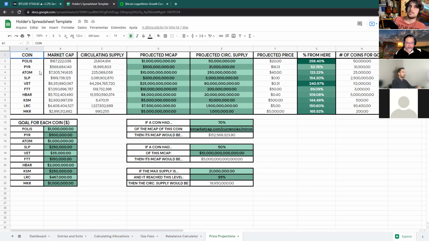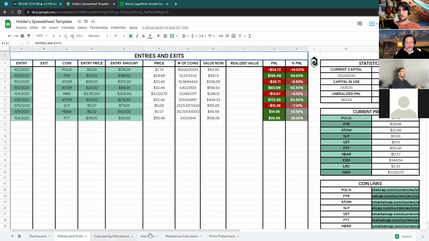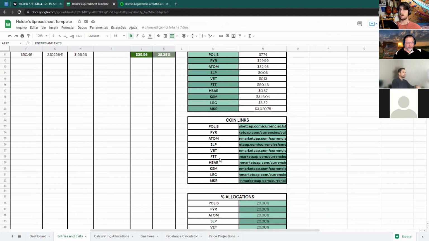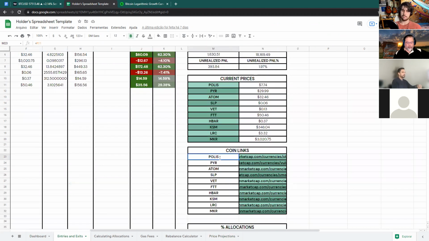For any coin that you're interested in and tracking, you can calculate a projection. Let's say I'm into Cake. I'm going to go back into the entries and exits page, which is where I put the coins I'm going to look at. So I'm going to put Cake right here.